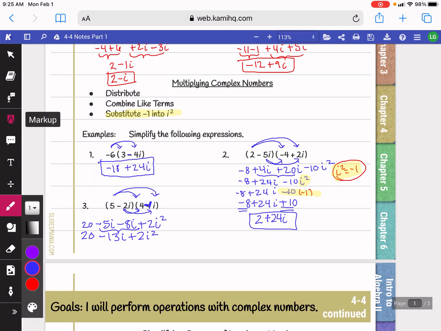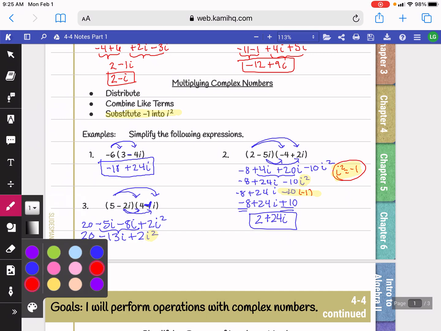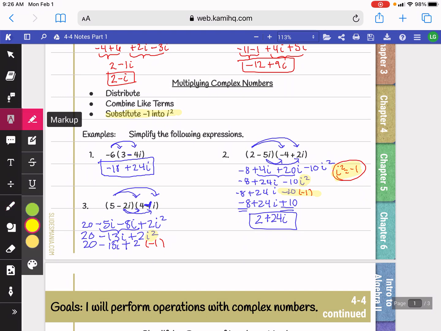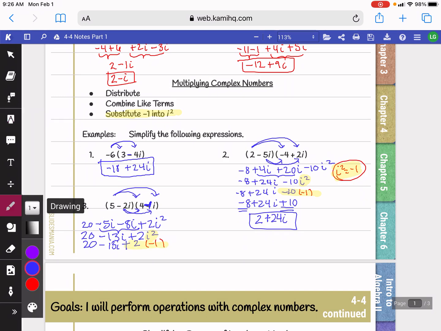Now remember, when we see i squared, we can plug in or substitute a negative 1. So this part now, the 2 times negative 1 is going to become a negative 2 or minus 2. So now if I combine my real parts, 20 minus 2 is 18. So that becomes 18 minus 13i.